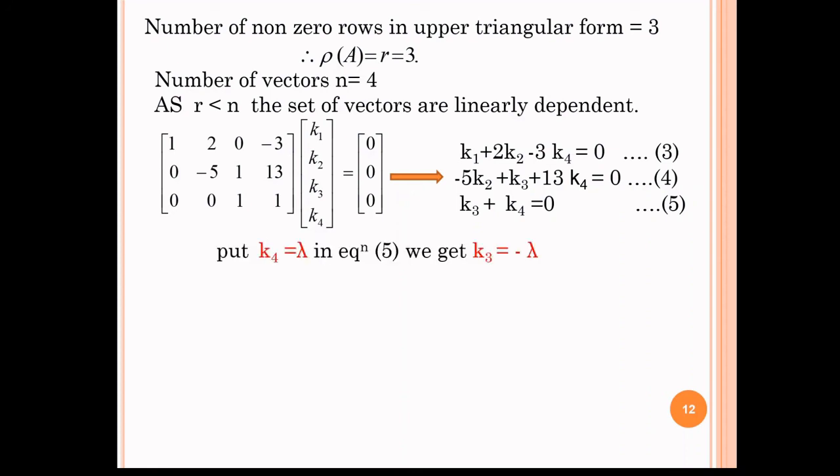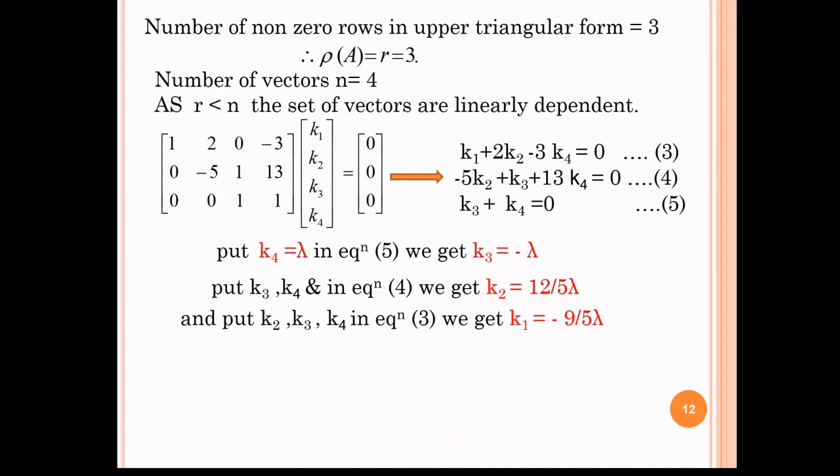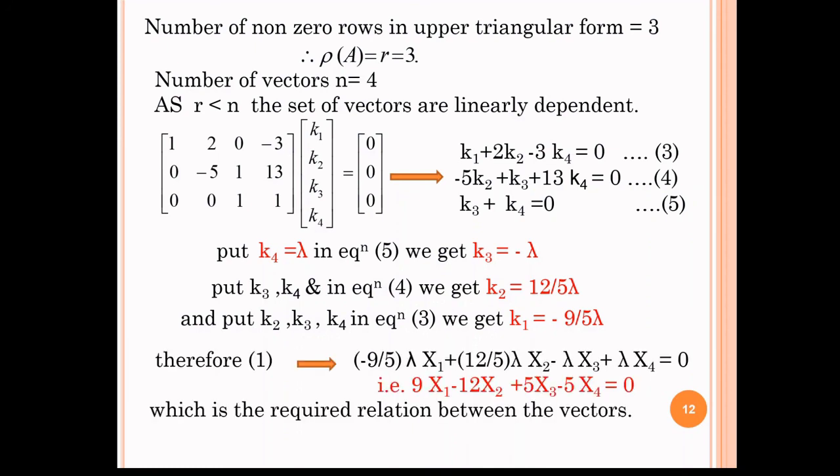Let us again assume k4 as some lambda, a scalar, and equation 5 gives you k3 as minus lambda. Substituting this k3 and k4 in equation 4, we get k2 as 12 by 5 times lambda. And again substituting k2, k3, k4 in equation 3, we get k1 as minus 9 by 5 lambda. Now using all these values of k1, k2, k3, k4 in our first equation, we get this relation between the vectors. Thank you.